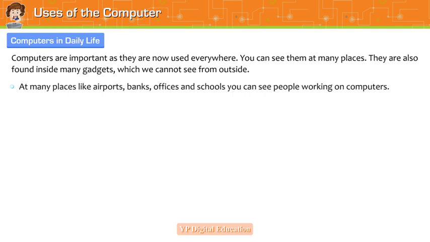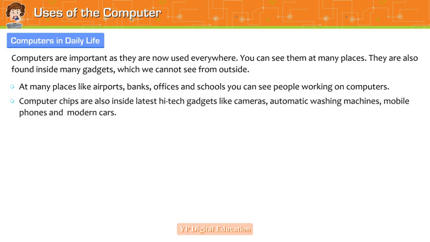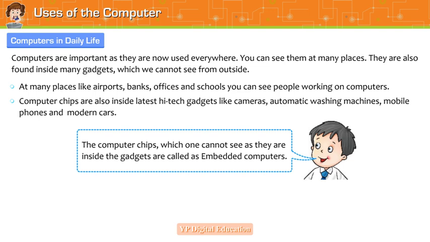At many places like airports, banks, offices, and schools, you can see people working on computers. Computer chips are also inside latest high-tech gadgets like cameras, automatic washing machines, mobile phones, and modern cars. The computer chips, which one cannot see as they are inside the gadgets, are called embedded computers. Let us learn about the usages of computers at various places.